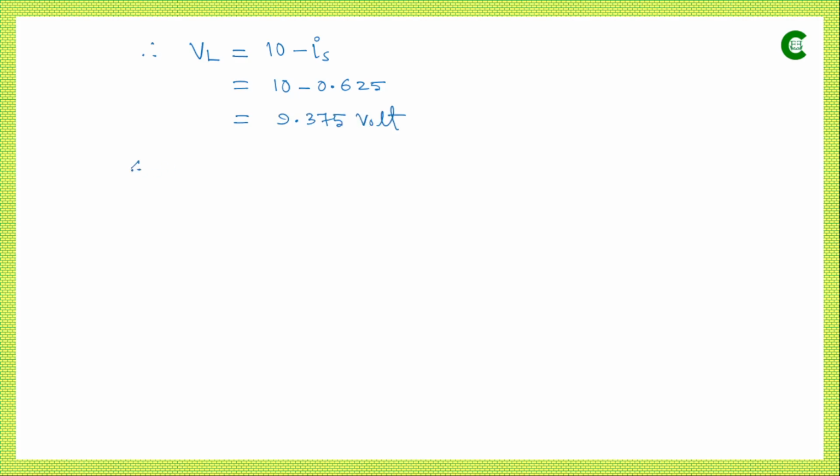So what will be the final ratio of VL and Vs? The final value will be 0.9375. I hope this class was meaningful for you.